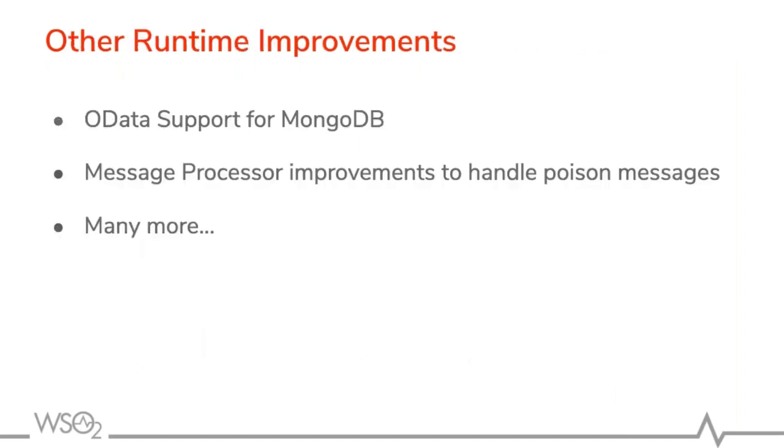If we go through the other runtime improvements, we have provided OData support for MongoDB, and we have done some improvements in message processors so that you can handle poison messages. Previously, once a poison message came into a message processor, it went in a cycle and we were not able to remove it, but now we have added the capability of handling it and removing the poison messages whenever you need.